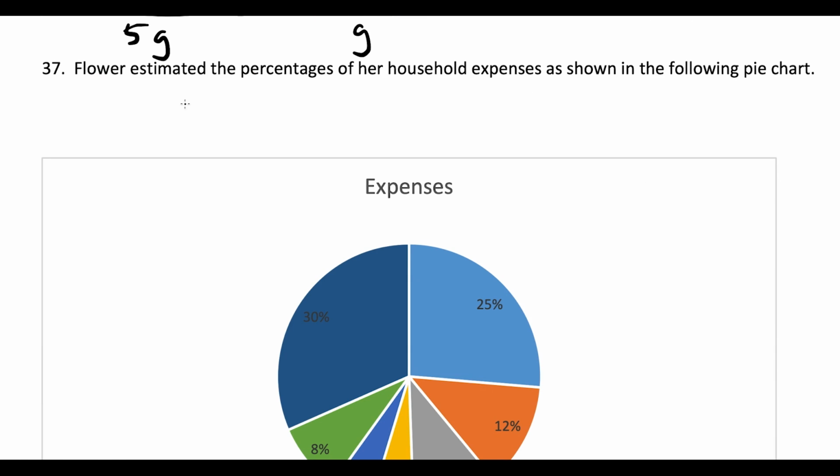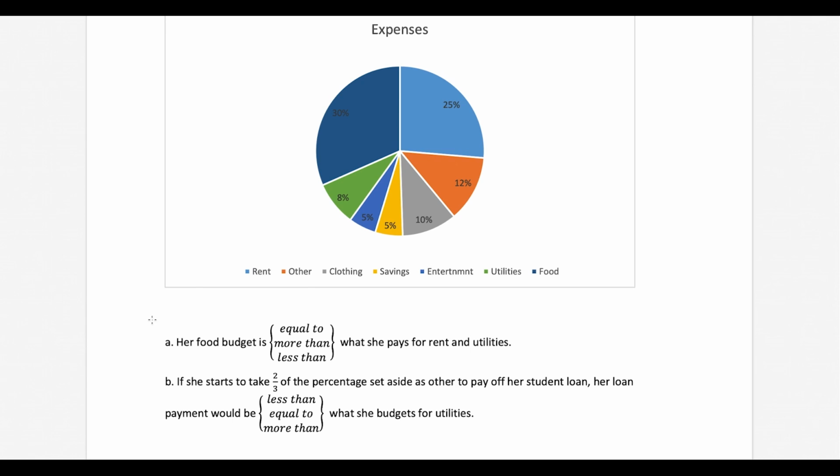So the final question here, we have Flower estimated the percentages of her household using the pie chart. So there's two parts of this question. We want to know if her food budget is equal to, more than, or less than what she pays for rent and utilities. So the food budget, we're looking for this dark blue here. And the dark blue is corresponding to this value here, which is 30%. So the food budget is going to be 30%.